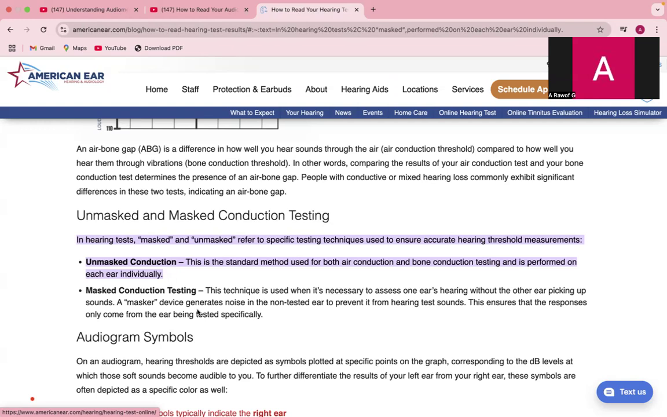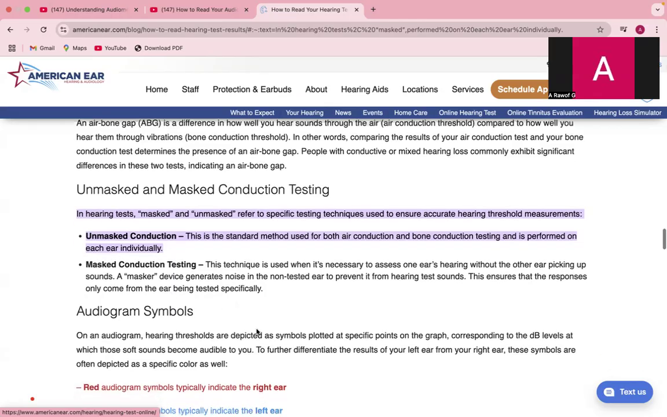Masked conduction testing. This technique is used when it is necessary to assess one ear's hearing without the other picking up the sounds. A masker device generates noise in the non-tested ear to prevent it from hearing test sounds. This ensures that the responses only come from the ear being tested specifically.